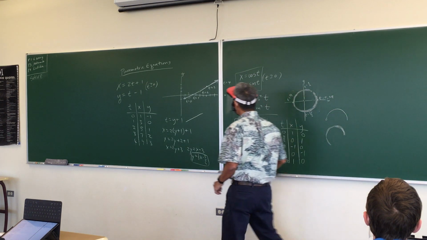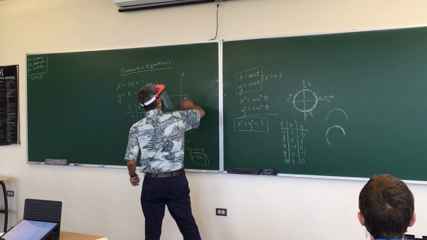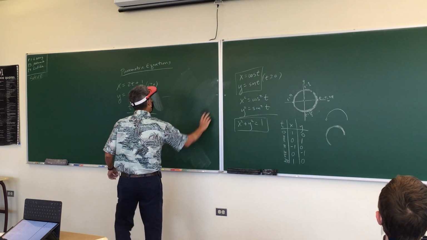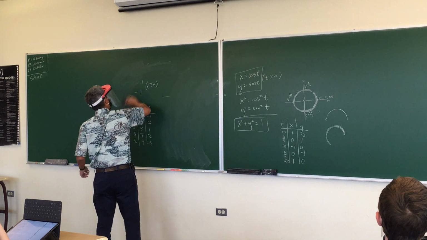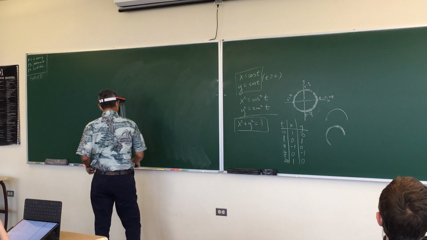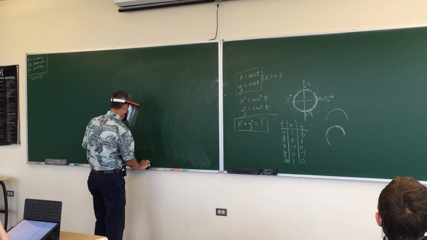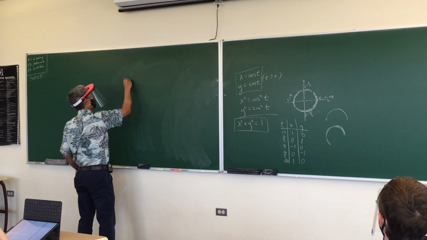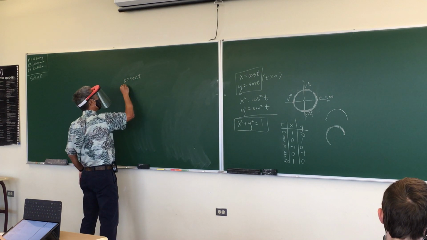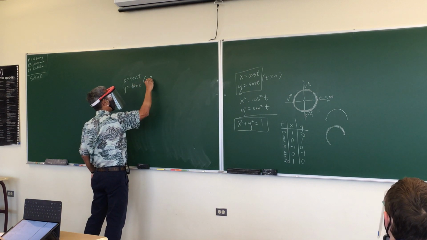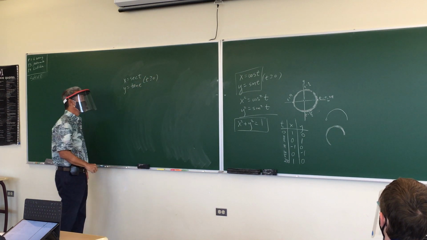Okay, let's kick it up another notch. I don't know why, but this is harder. One of the hardest things for students to understand, because you have to know trigonometry. That's why. x equals secant t, y equals tangent t, and let's say t is greater than or equal to 0.